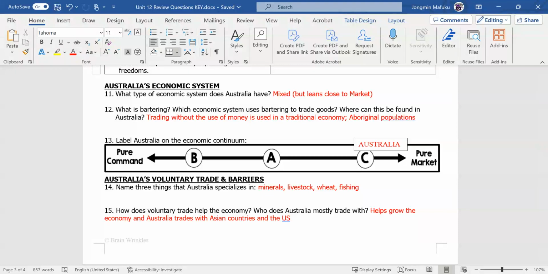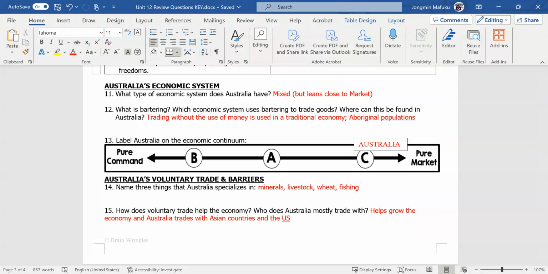Australia's economic system. What type of economic system does Australia have? They have a mixed economy, leaning toward market. Australia is one of the countries that is very, very market, by the way. And what is bartering? And why are we talking about that? Of course, because Aboriginals were traditional. They use a traditional economy, meaning they use bartering. And bartering is trading without the use of money, meaning I give you rice, you give me plants, I give you plants, you give me fruits. So they're just trading without using money.